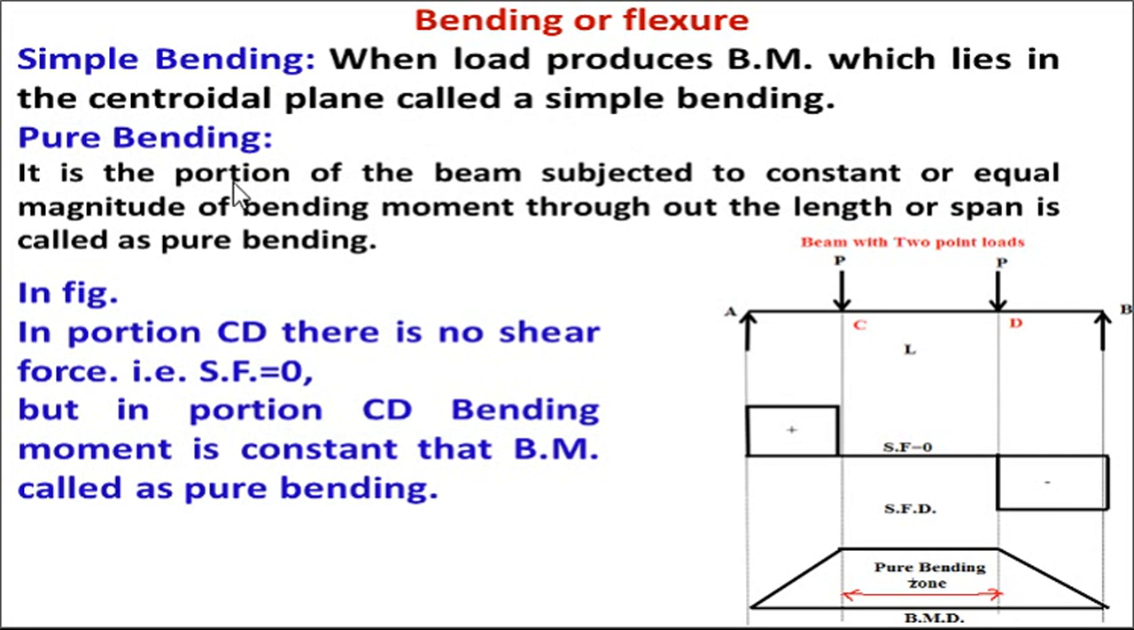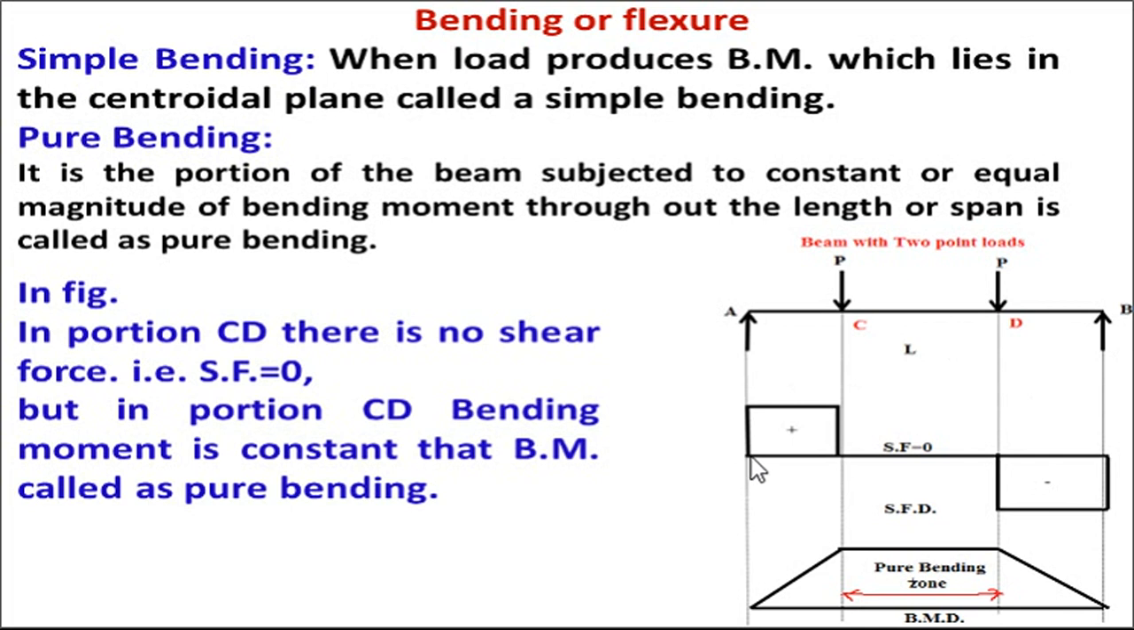Now, pure bending, the second type. It is the portion of the beam subjected to constant or equal magnitude of bending moment throughout the length or span. You can see this figure, it will be well explained with this diagram. This is a simply supported beam loaded with the same load P. Whenever we draw the shear force diagram, what will be the reaction here? As the load is the same on the beam, the total load will be shared on two supports. So this reaction will be P, and this reaction will be P.